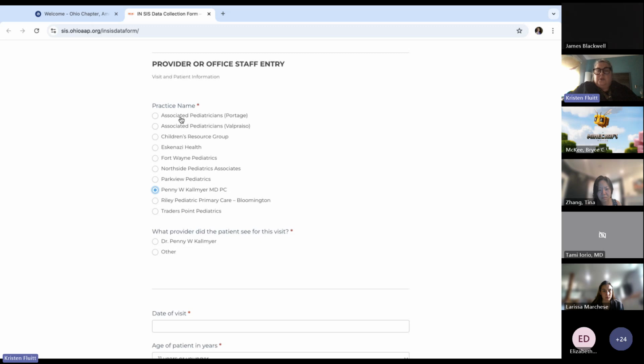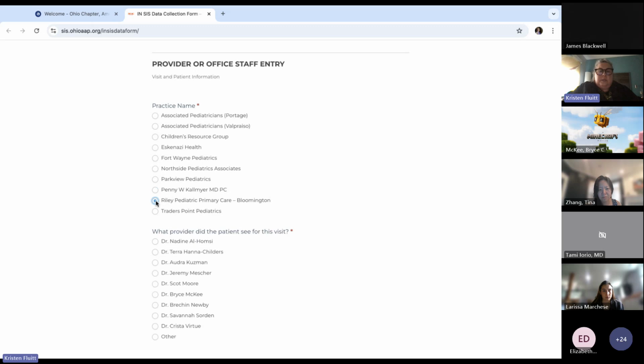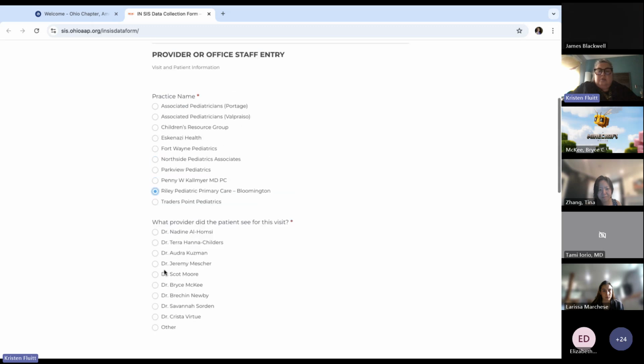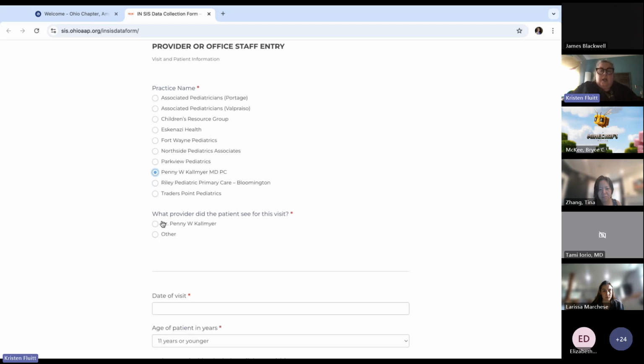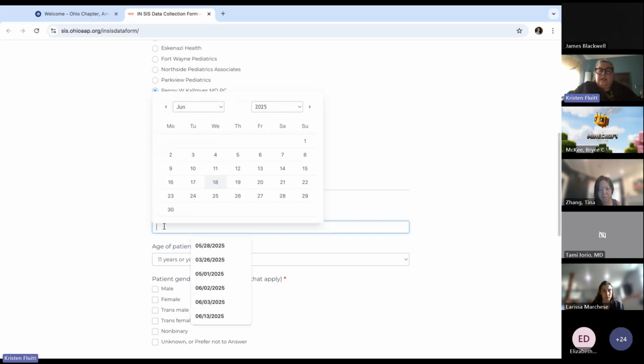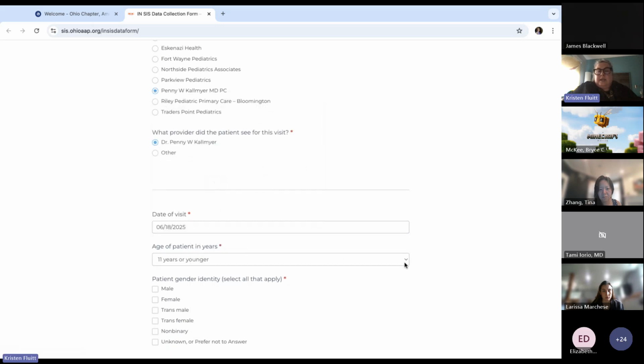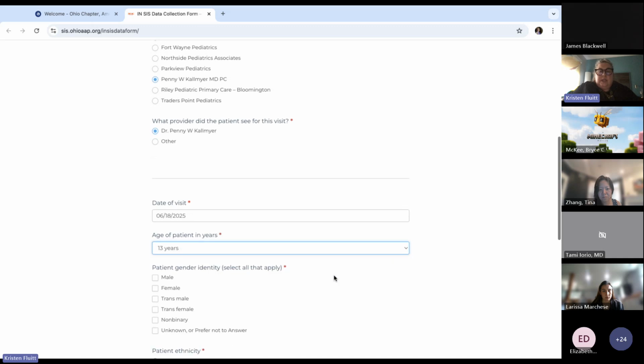For many of you, because you have multiple providers, you'll be selecting the name of the provider. I'll show you another one so that we see it'll drop down for the names of providers. That's why it's very important I have all those so that we make sure they're entered. You'll select the date of the visit, which today is the 18th. You'll select the age of the patient. Rose was 13, I think.